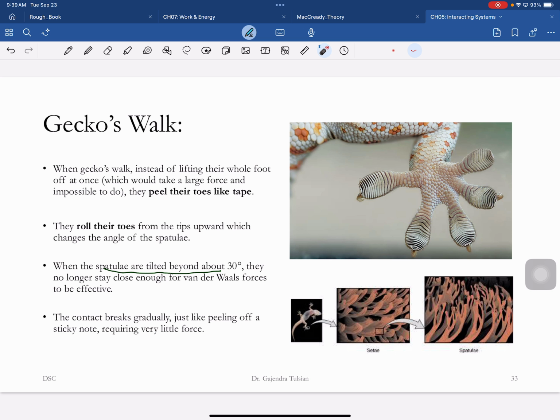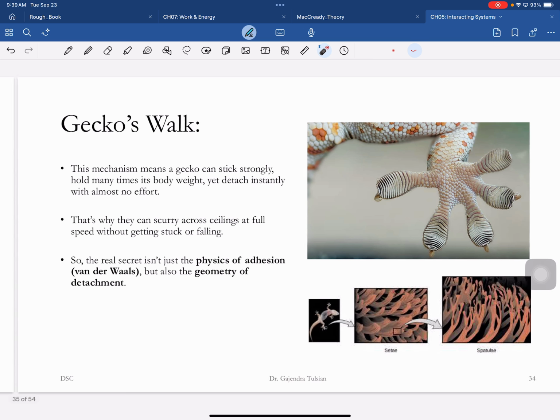That's the reason why, you've all taken Band-Aids off. Have you tried taking a Band-Aid off all at once? No. You peel it, and that's what the gecko does. So the contact breaks gradually, just like peeling off a sticky note, requiring very little force.